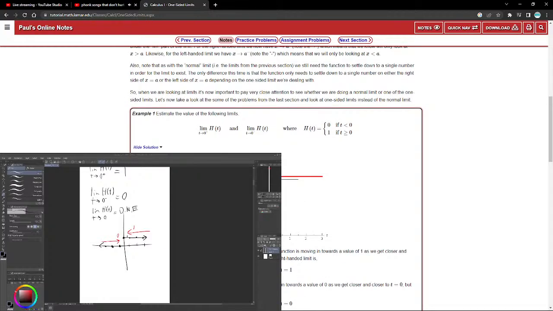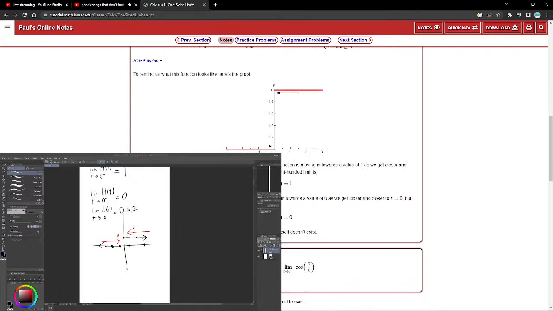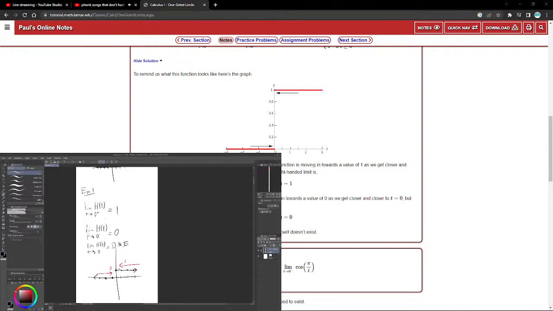To remind us what the function looks like, here's the graph. We can see that if we stay to the right of t equals 0, i.e. t is greater than 0, the function is moving in towards a value of 1 as we get closer and closer to t equals 0, but staying to the right. We can therefore say that the right-handed limit is 1.